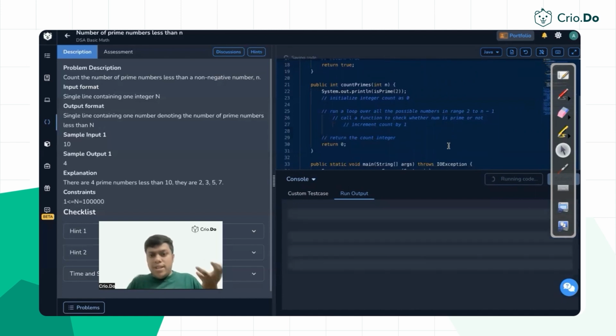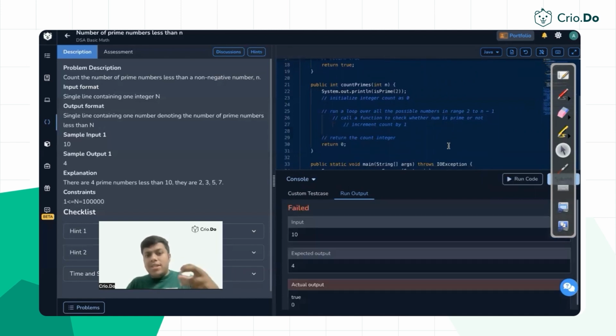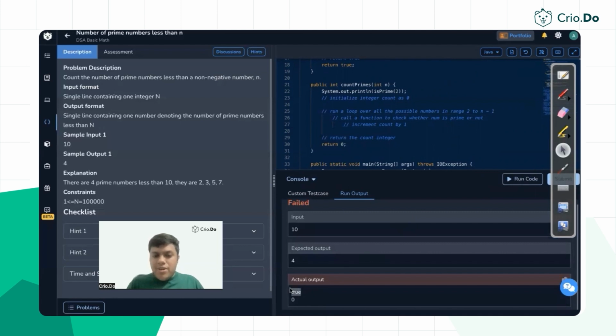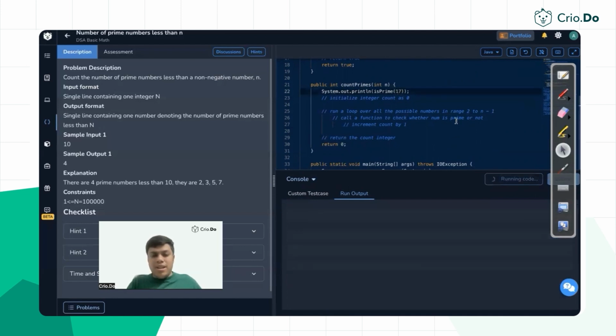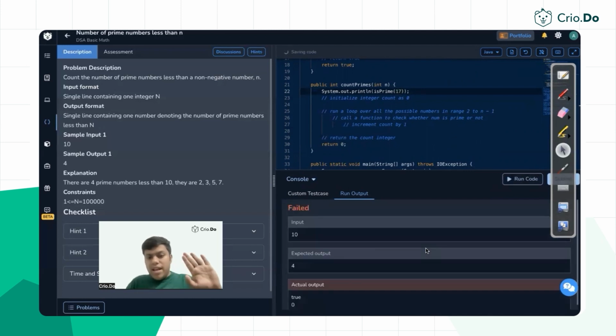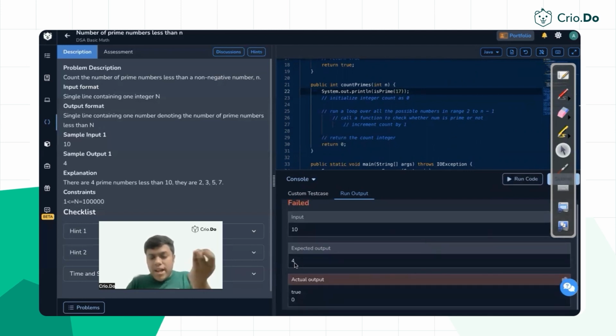Ideally, it should give me true, because 2 is a prime number. So yes, it is giving me true for 2. What about 17? 17 is also a prime number according to my knowledge, so it should also give true. Obviously the final output will be wrong because we have to print the count and we are not doing it, but the output we are getting is true.